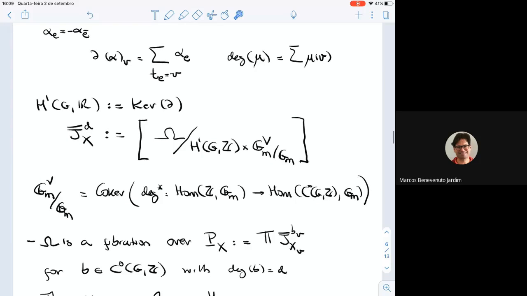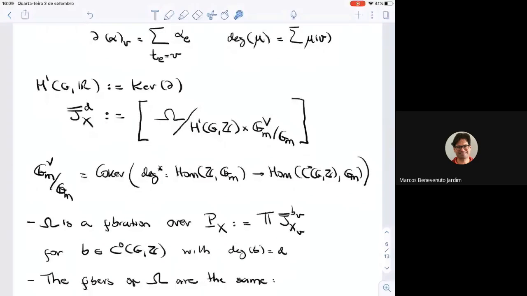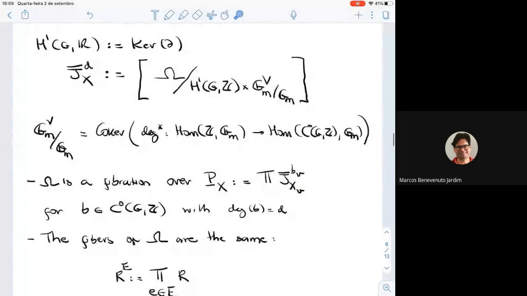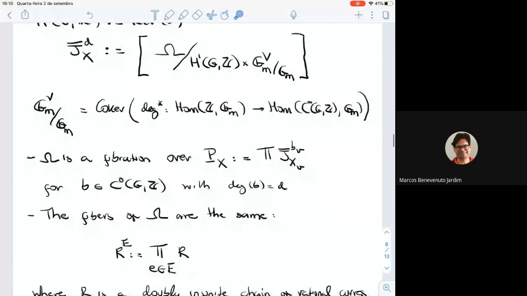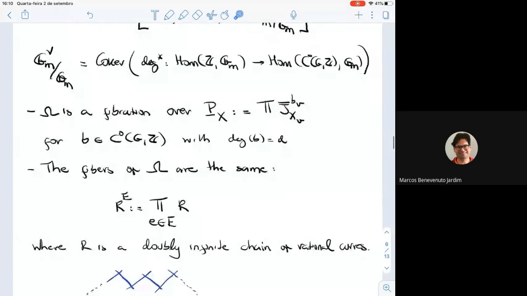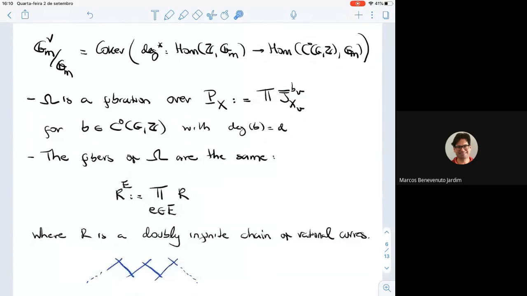And it's a fibration in which all the fibers are the same. The fibers are a product of the same scheme R over the edges of E, so as many copies of R as I have edges in my graph. And this R is the doubly infinite chain of rational curves. So think of a chain of rational curves, and you don't stop. You keep on going to the right and to the left.